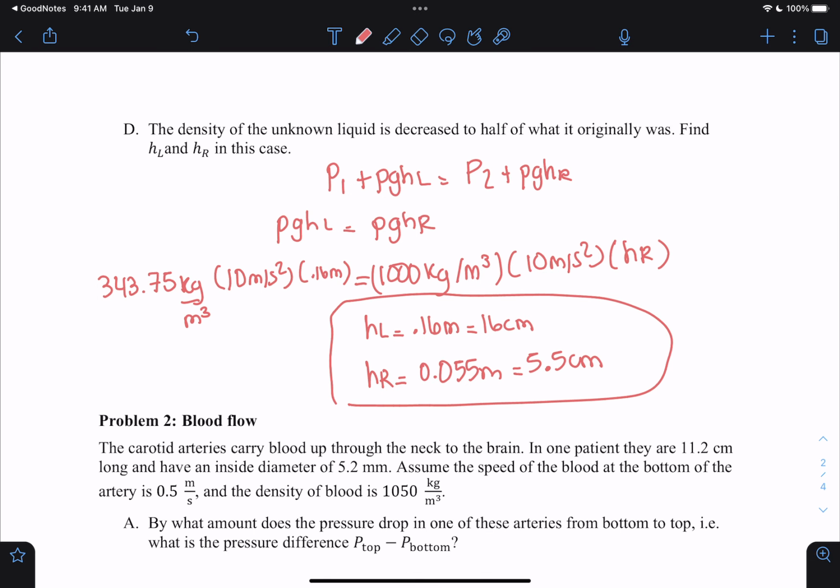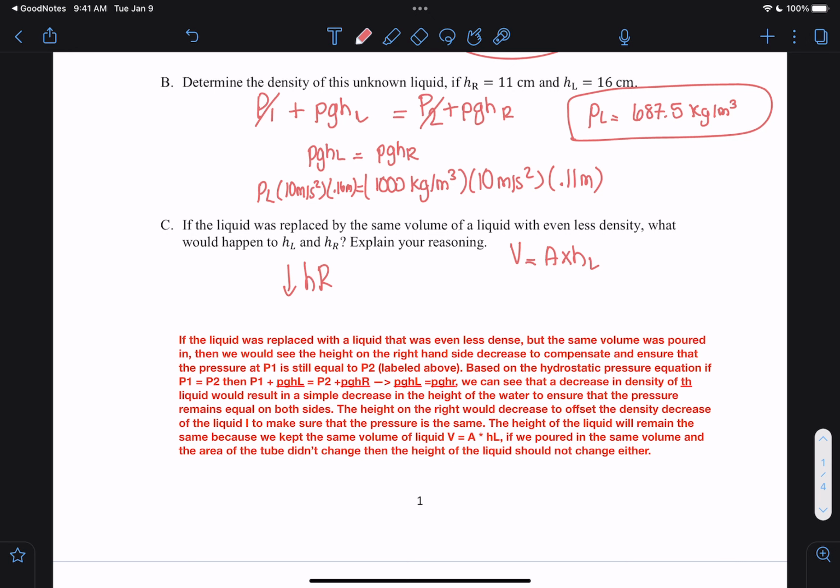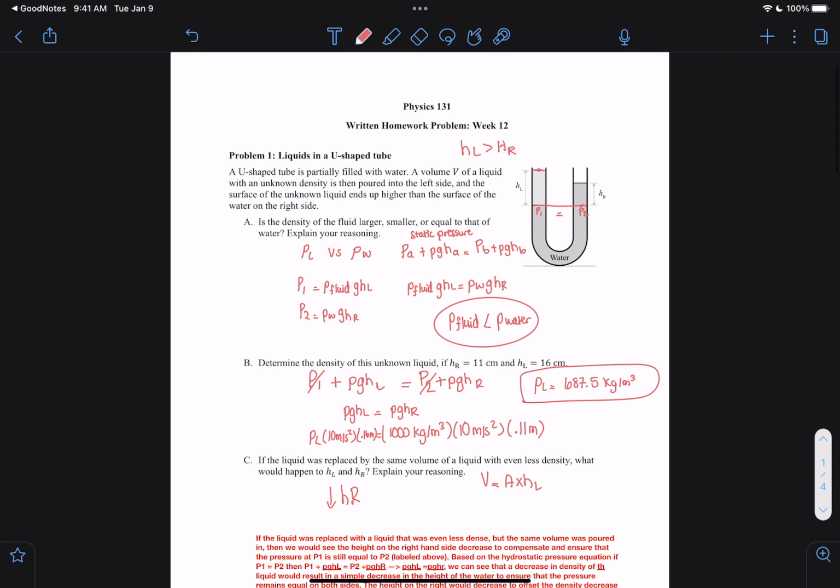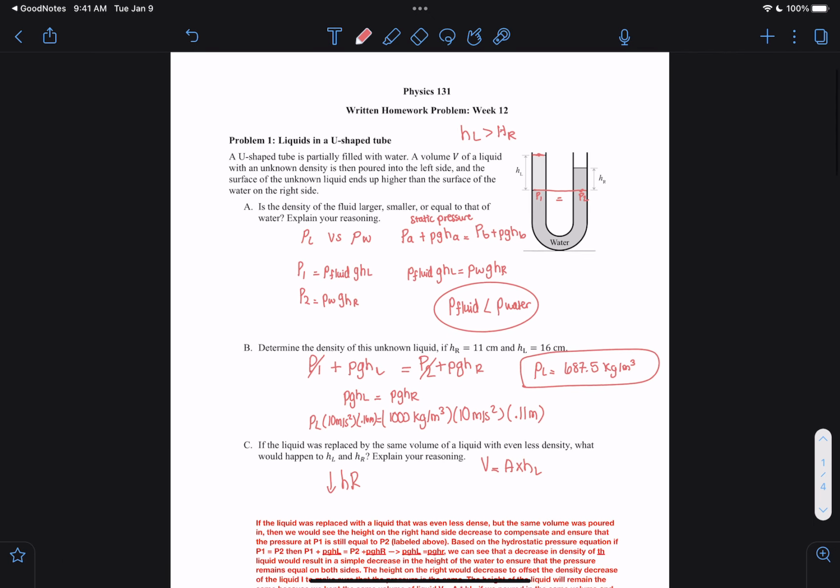Yeah, Carlos, I can repeat the question just to make sure that you guys are not leaving problem one without understanding this stuff. So the question is if we reverse the conditions for part C. So if the liquid was replaced by the same volume of liquid, but with greater density instead of less density, so if we increase the density of the unknown liquid with the same volume, what would happen to HL and HR?